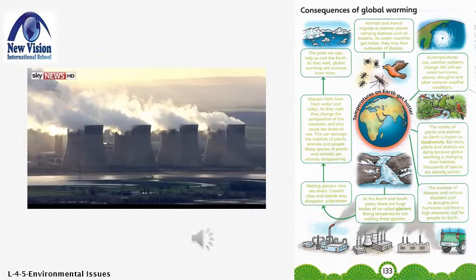At the North and South Poles, there are huge bodies of ice called glaciers. Rising temperatures are melting these glaciers. Melting glaciers raise sea levels. Coastal cities and islands may disappear under water. Glaciers are formed from fresh water, not salty. As they melt, they change the composition of the seawater, and also cause sea levels to rise. This can damage the habitats of plants, animals, and people. Many species of plants and animals are already disappearing. As they melt, global warming will increase even more.